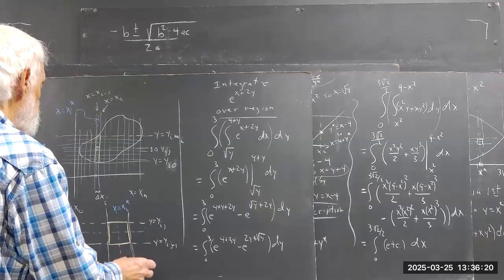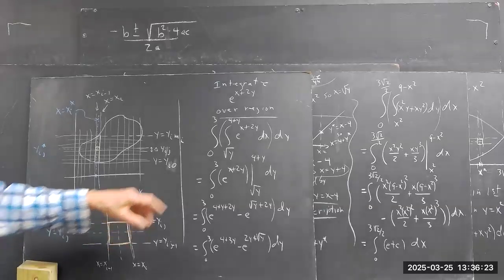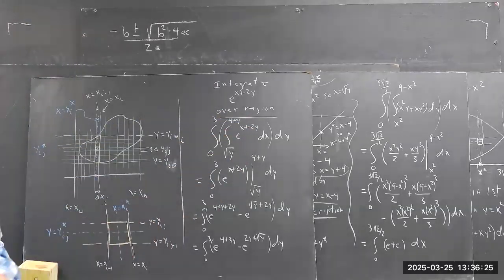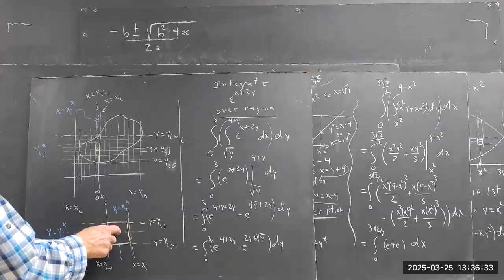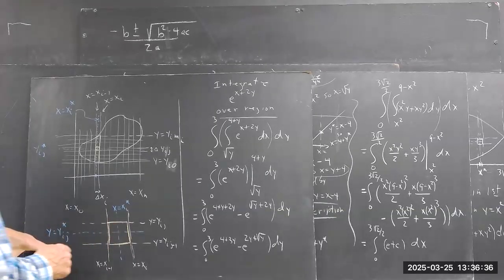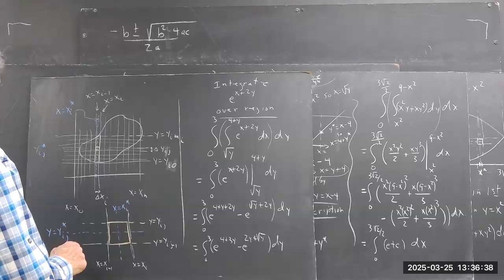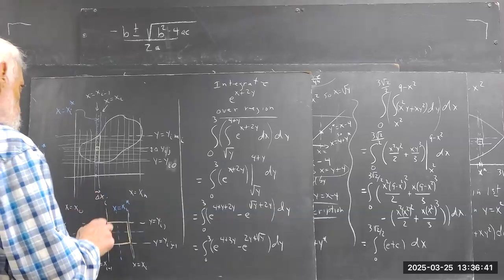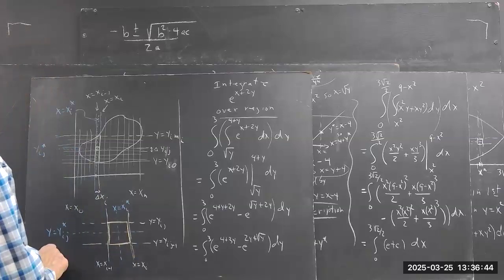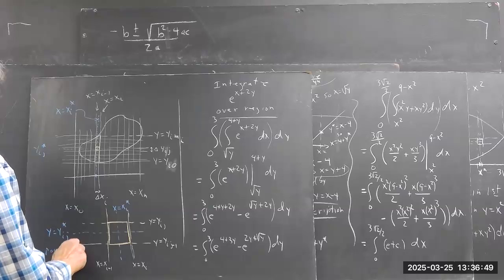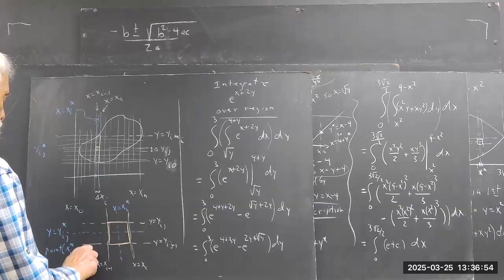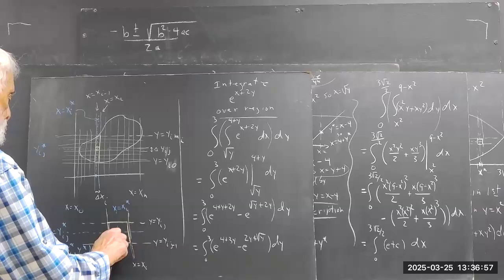Now, if the function I'm integrating is e to the x plus 2y, my function, whatever function, at this point, I don't want to do too many labels. Clearly, this is the point x sub i star, y sub ij star.